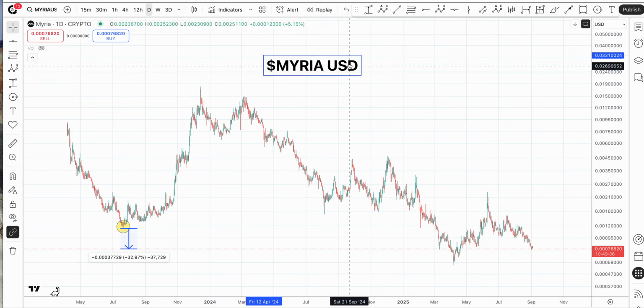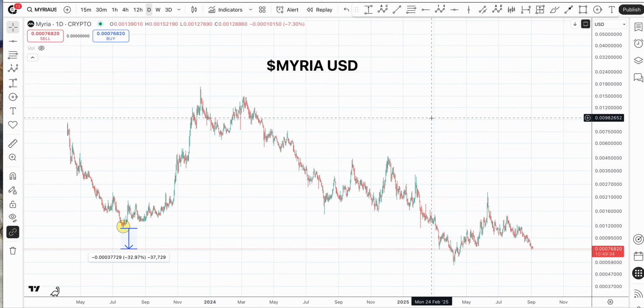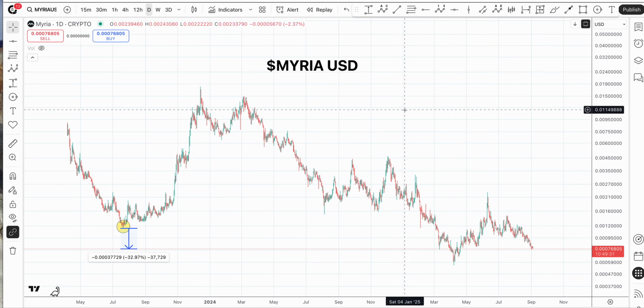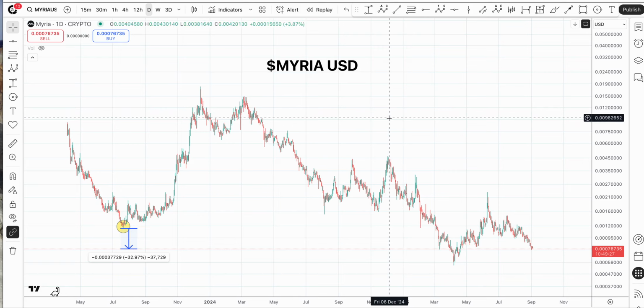Right now on the screen, I have Myria up. This is the USD price chart. Full disclosure, I don't own any. This was a request from my Quantum Circle group, so I wanted to make sure I got her hooked up.